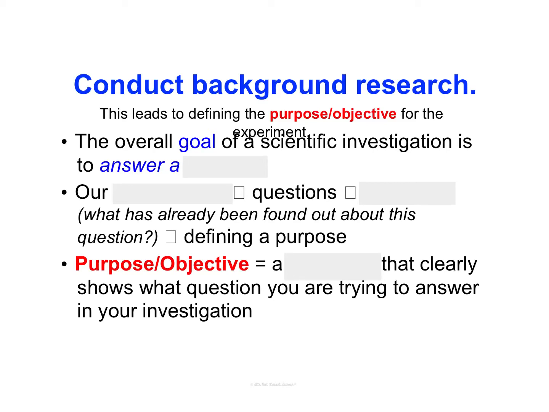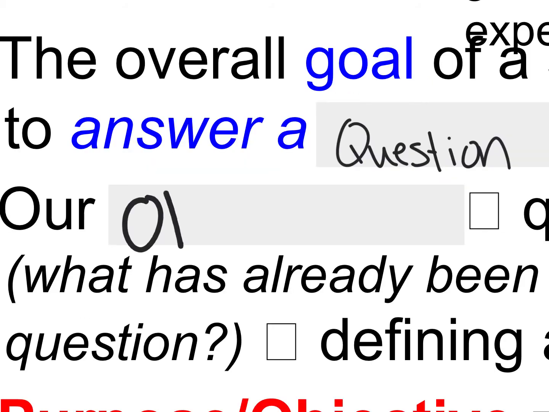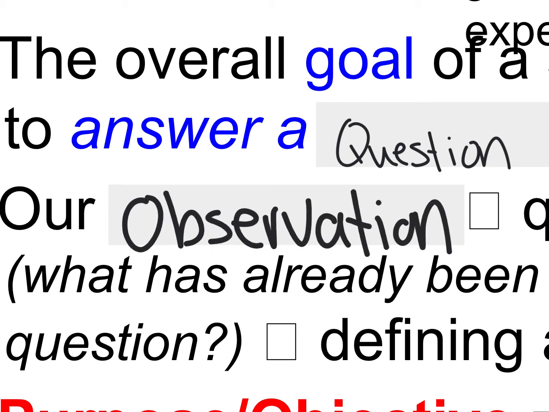So as we continue on in our scientific investigation, it is important to conduct background research. This leads to defining the purpose or objective for the investigation. So always the overall goal of a scientific investigation is to answer a question. From here, we want our observations to lead to our question and our question to lead to research.